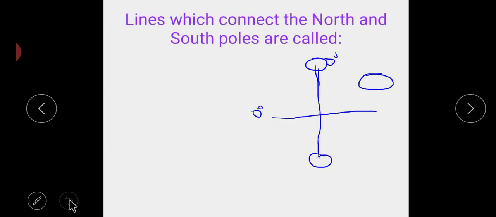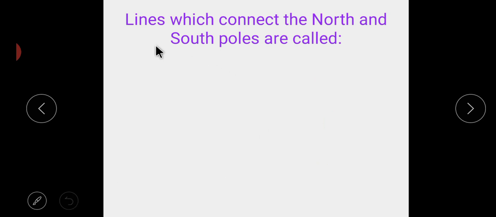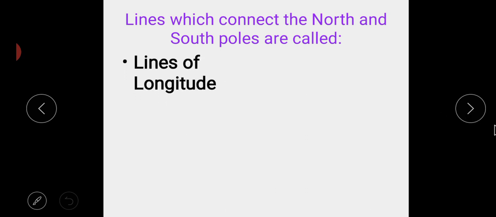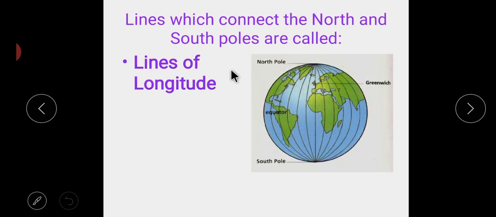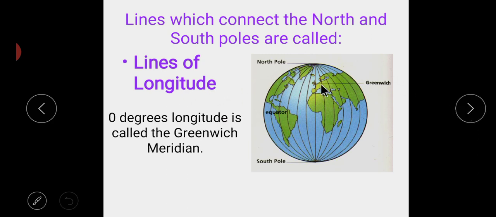Now see, lines which connect the north and south pole are called lines of longitudes. You can see in this diagram, these are the standing lines. These are called lines of longitudes. And here also one line, just like the equator. The equator divides the earth into two halves like this. And you can see the center line here. This is called the prime meridian. It also divides the earth in two parts. And these are the longitudes which are drawn from top to bottom, means north pole to south pole, and they are crossing each other at the poles.